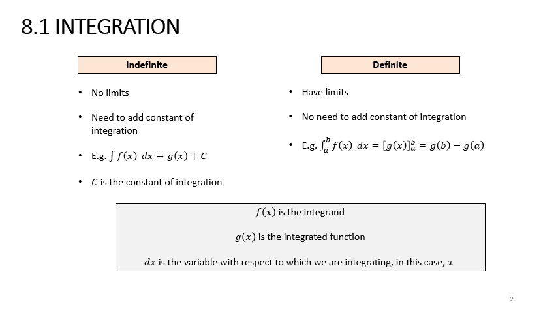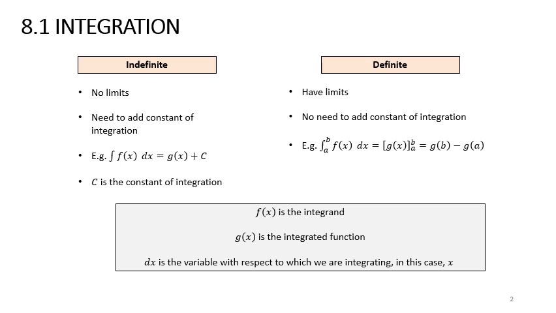Whereas for definite integration, you have limits. So you are integrating the function from a to b. In this case, for example, here you are integrating the function f of x with respect to x from x equals a to x equals b. Thus, after integration, you will get a new function g of x. Then you evaluate the integration. You substitute x equals b and you substitute x equals a, then you get a number.